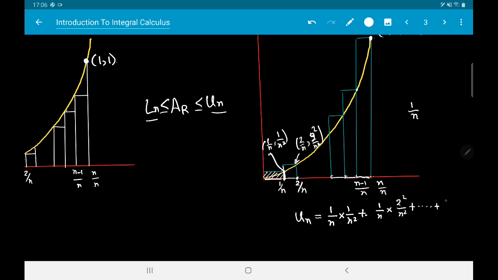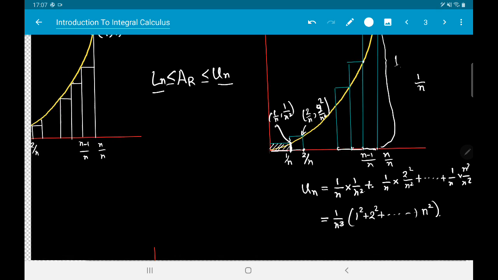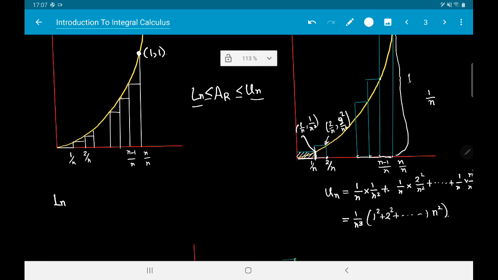So we go on like this. We go up to 1 by n times n square by n square, to have parity, but you can easily see that the height of the last rectangle is exactly equal to 1. I have just written down n square by n square to make sure that it is in the same form as in the other rectangles. Okay, so I can take out 1 by n cubed, and then we are left with 1 square plus 2 square plus and so on up to n square. So this is the area of the network of bigger rectangles which cover our region.